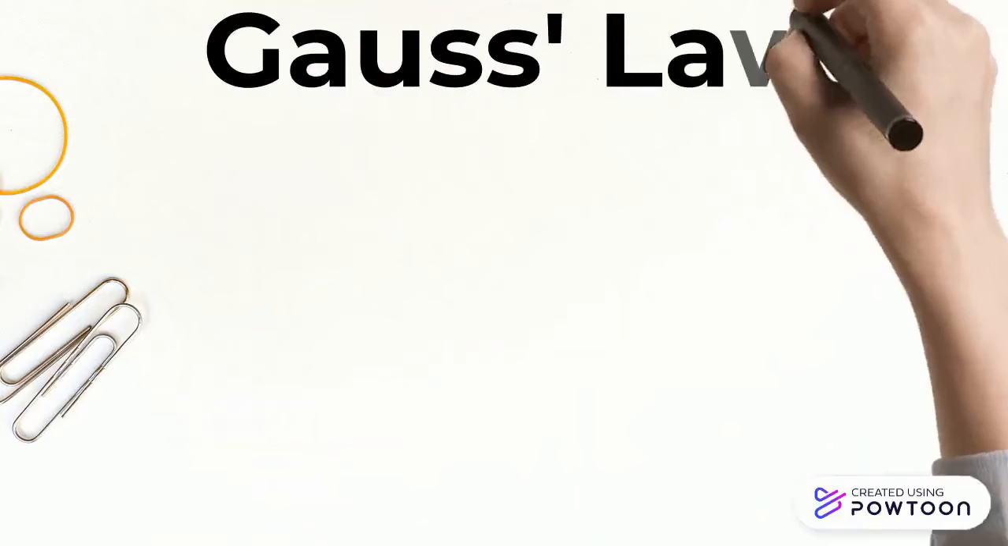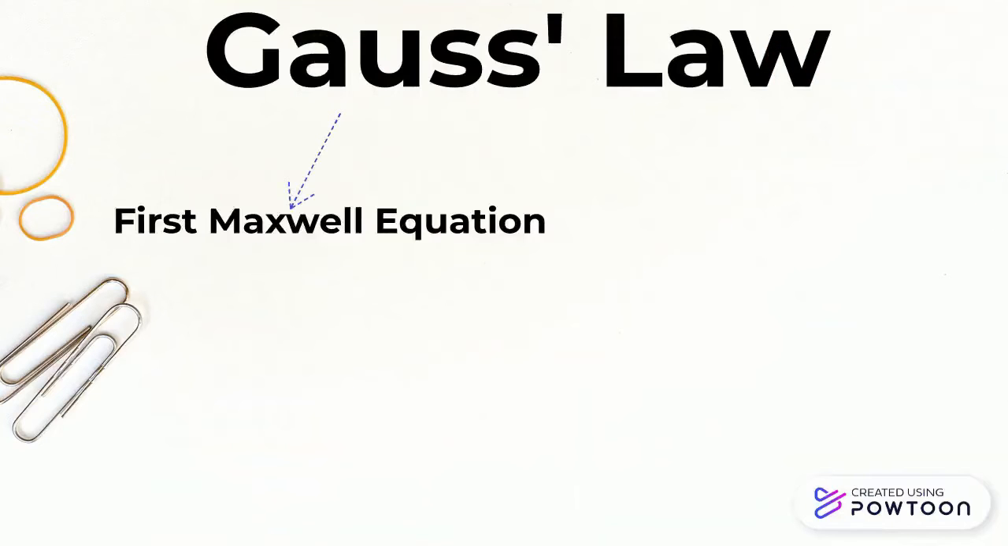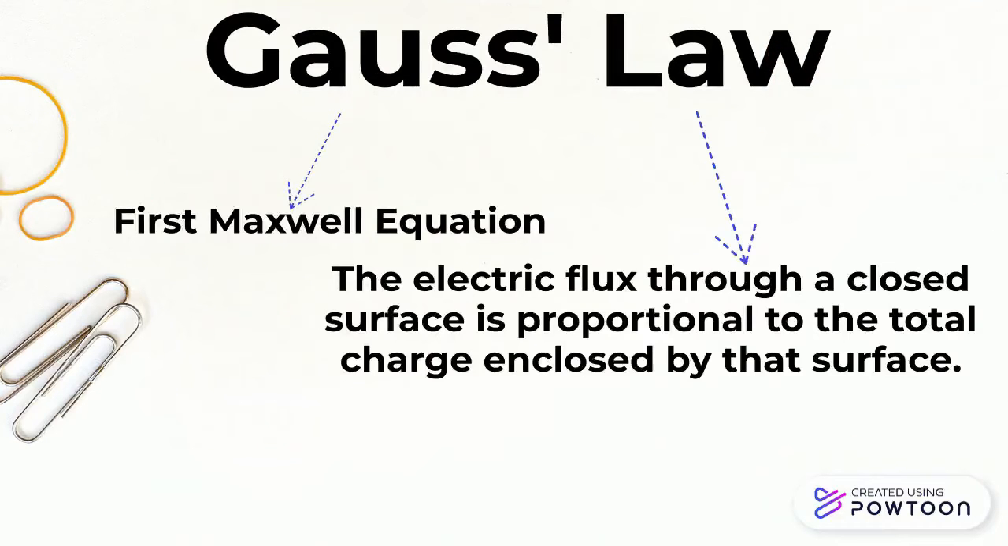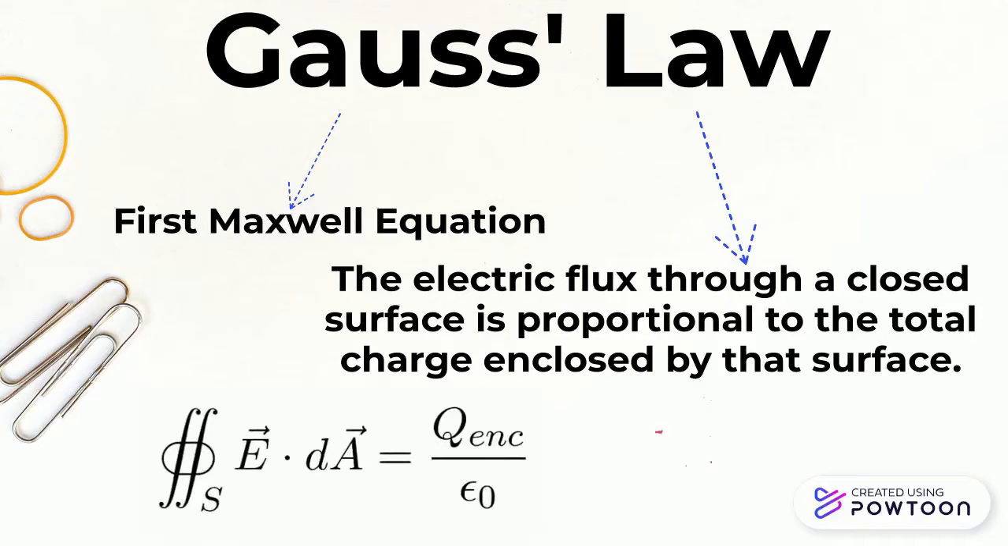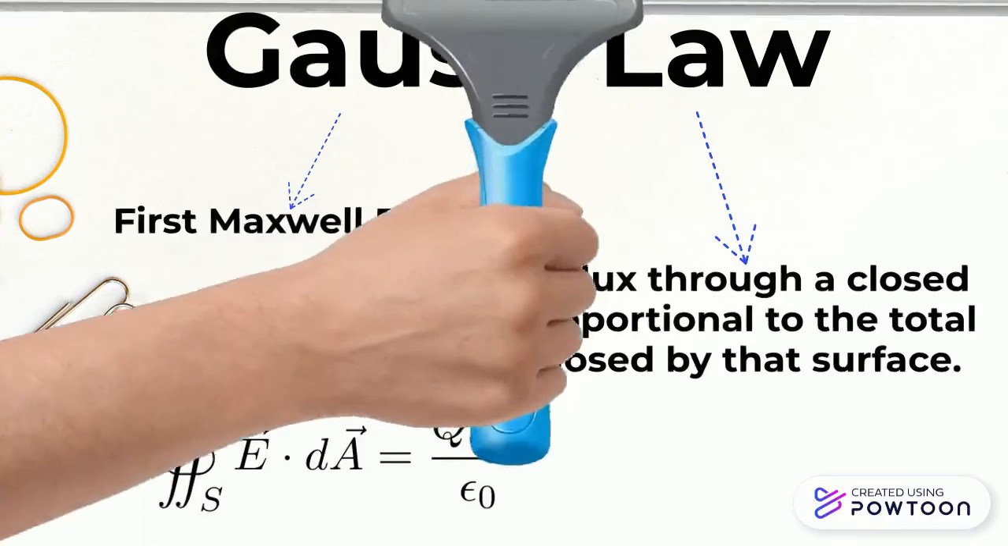Gauss' law in terms of electric field is the first Maxwell equation. It states that the electric flux through a closed surface is proportional to the total charge enclosed by that surface. The equation for this Gauss' law is simply the integral of electric field over the area of the surface, which is equal to the enclosed charge divided by the permittivity of free space.